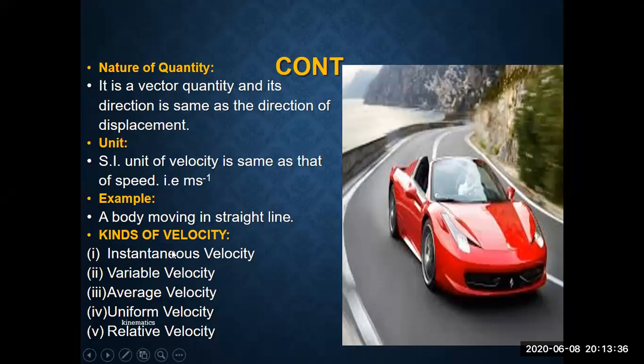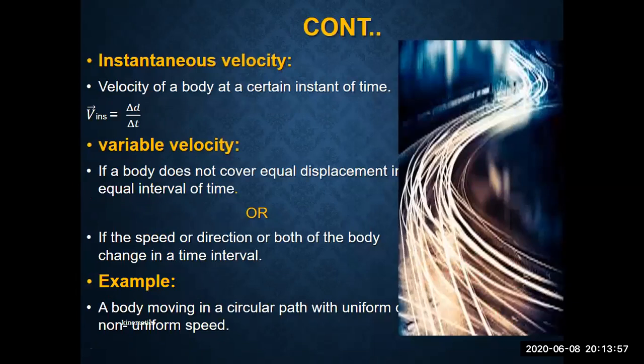So these are the types of velocities: instantaneous velocity, variable velocity, average velocity, uniform velocity, and relative velocity. Look, the same terms which we have used to define speed will be used, with the same wordings. But what will be the difference? The difference will be displacement. This is the velocity of a body at a certain instant of time, in a smaller interval of time. So what was there? Speed of a body. There that was distance. Now it's displacement.